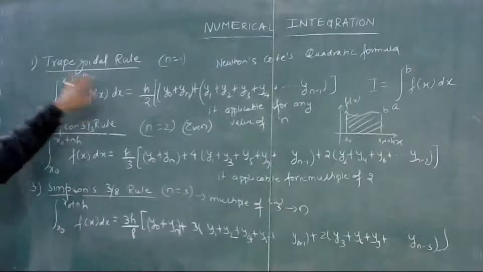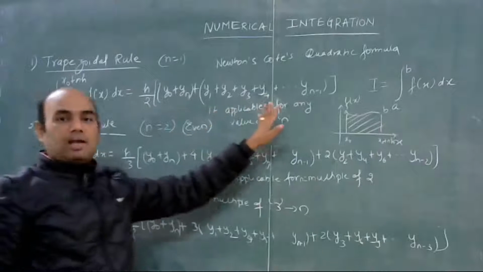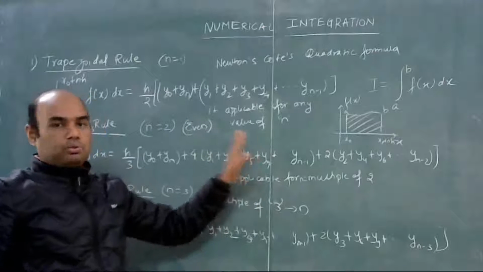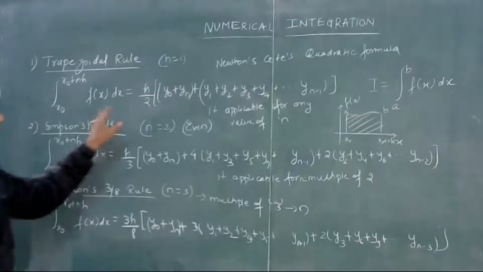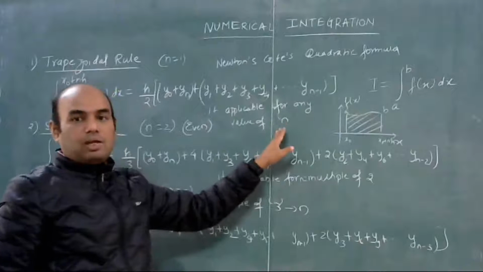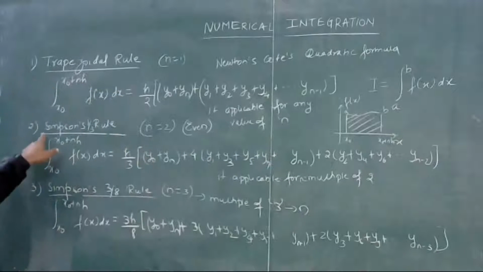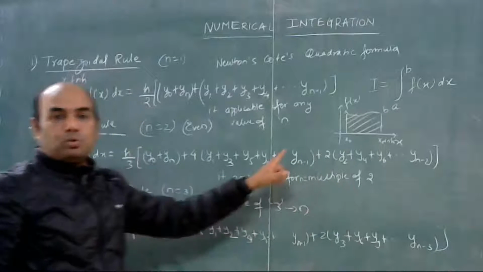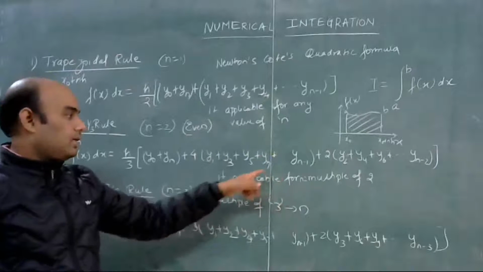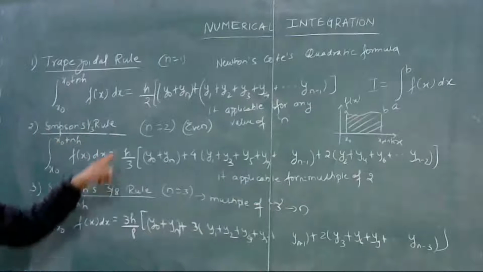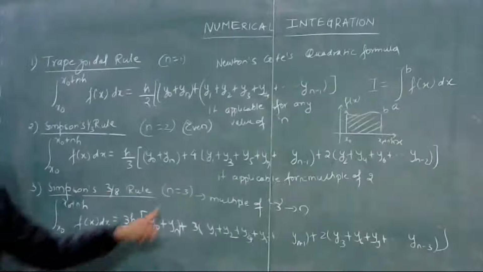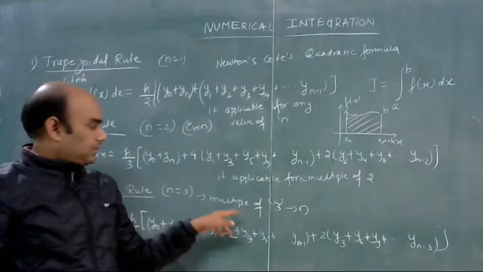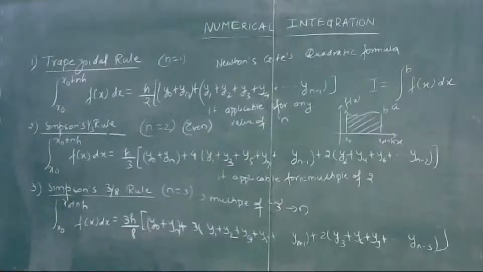So the trapezoidal rule can be applicable for any value of n. It may be even, odd, or a multiple of 3. There is no obligation for that. So you can use it for any value of n. And Simpson's 1/3 rule is applicable when n is a multiple of 2. When n is even, then only you can apply Simpson's one-third rule. And Simpson's 3/8 rule is applicable when n is a multiple of 3. It should be 3, 6, 9, 12, and so on.